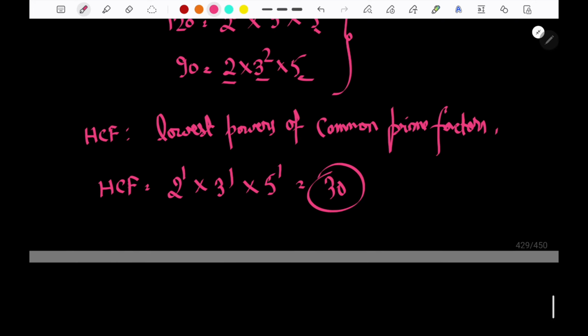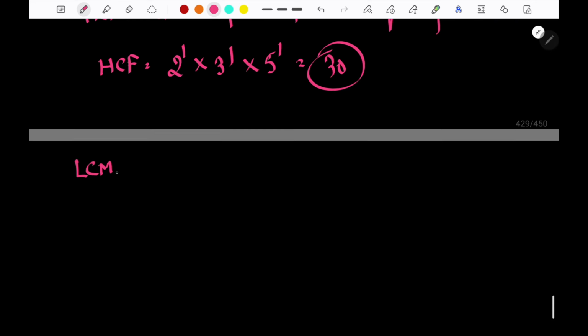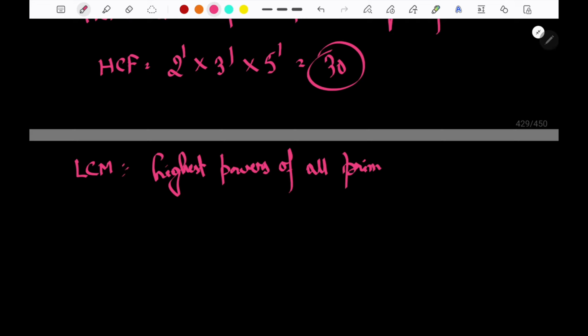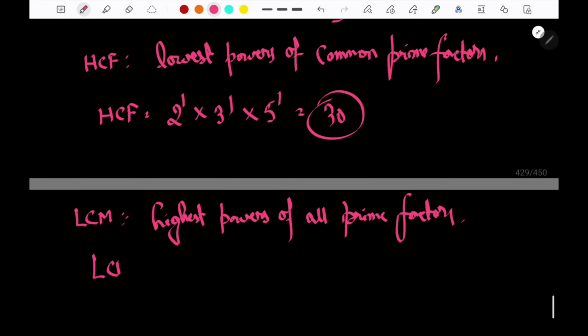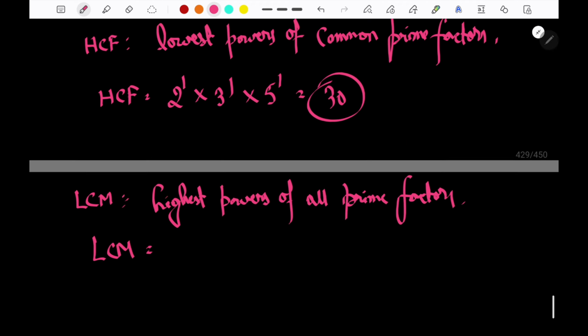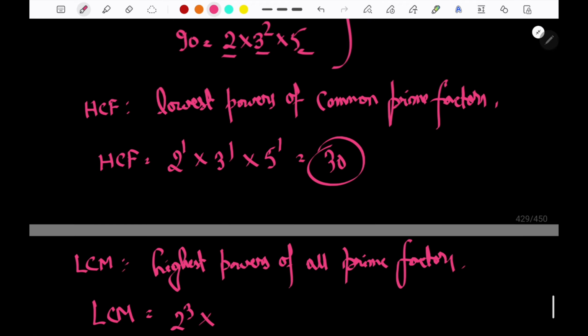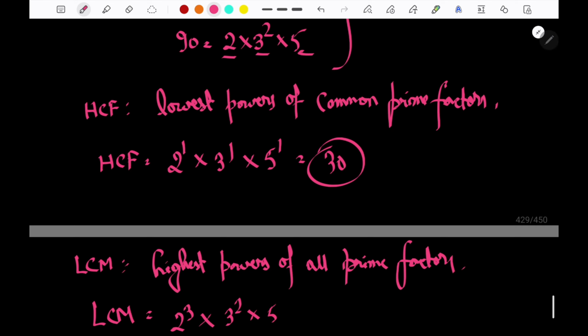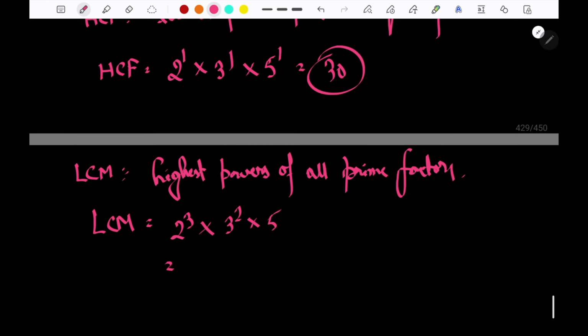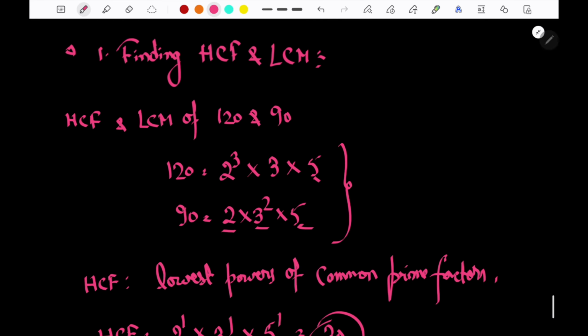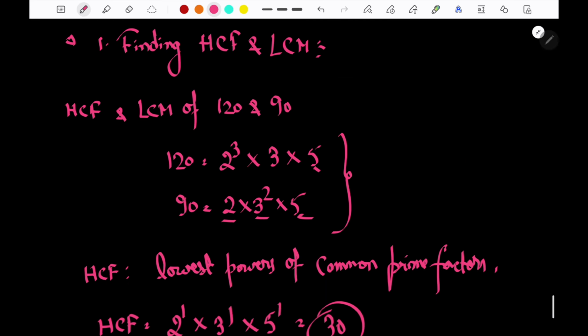Done. Super. Now to find LCM. So LCM, highest powers of all prime factors. So for LCM we can say, suppose there is 2. So the maximum power is 2 cube. Again for 3 it is 2 and there is 5. So 8 into 9, 72, 72 into 5, that is 360. Done. So we found out HCF and LCM using the fundamental theorem of arithmetic.